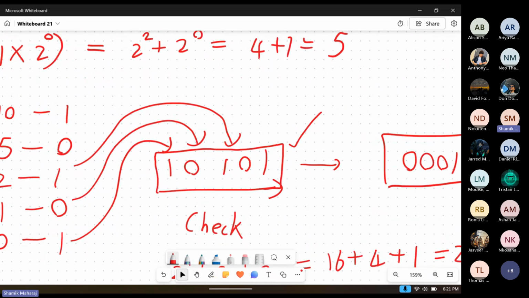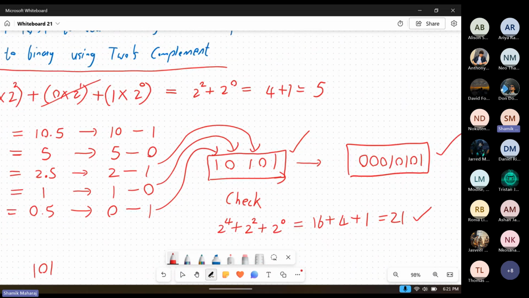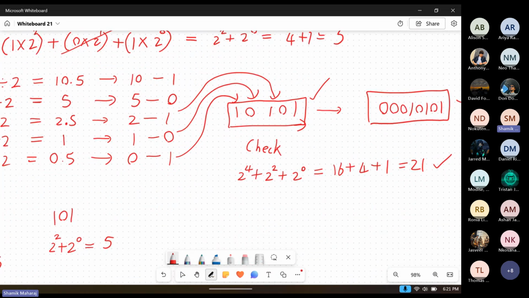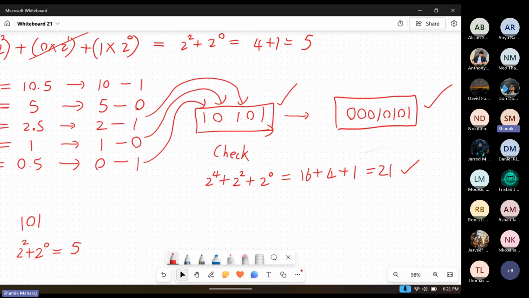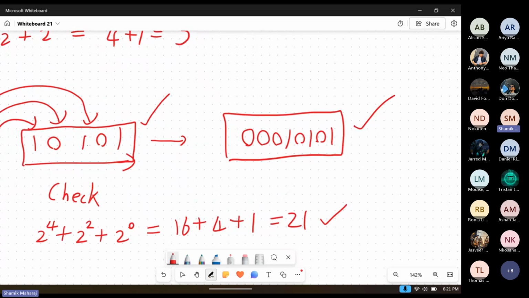Here, right? This is 21 using 5 bits. The first bit here is a 1, but that doesn't mean it's a negative number, right? And that can get confusing. That's why we use 8 bits instead, because with 8 bits we're adding leading zeros, right? We're adding leading zeros here.